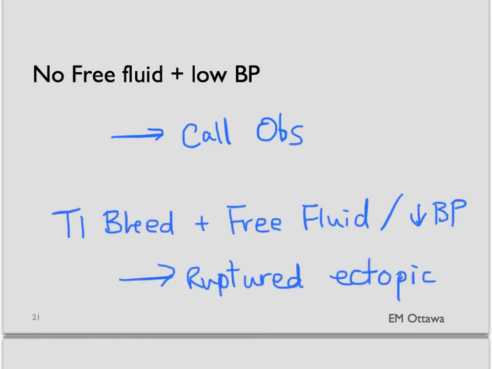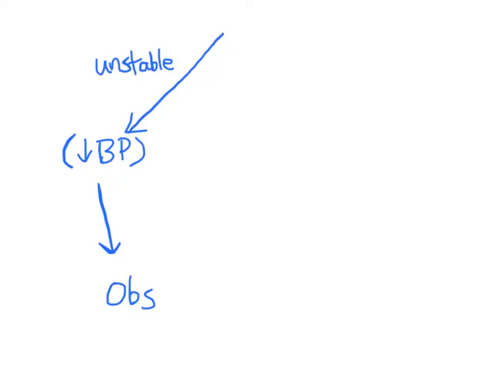Just to recap, if there's a patient in her first trimester of pregnancy that you're worrying about an ectopic, either the presence of free fluid on an ultrasound or an unstable patient should prompt a phone call to the consultant. In other words, unstable patient, contact consultant.